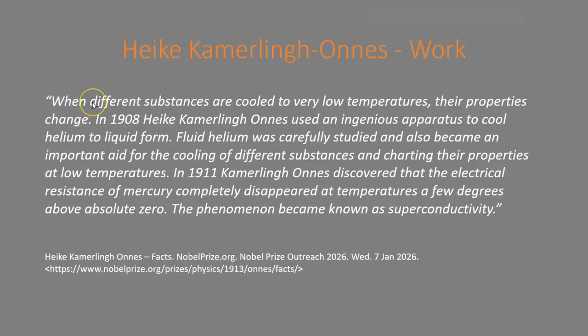First, some work information. When different substances are cooled to very low temperatures, their properties change. In 1908, Heike Kamerlingh Onnes used an ingenious apparatus to cool helium to liquid form. Fluid helium was carefully studied and also became an important aid for the cooling of different substances and charting their properties at low temperatures. In 1911, Kamerlingh Onnes discovered that the electrical resistance of mercury completely disappeared at temperatures a few degrees above absolute zero. The phenomenon became known as superconductivity. As you can see, this is directly quoted from the official Nobel Prize site, and you can see the link to it here.